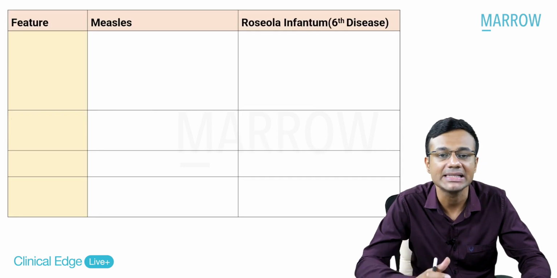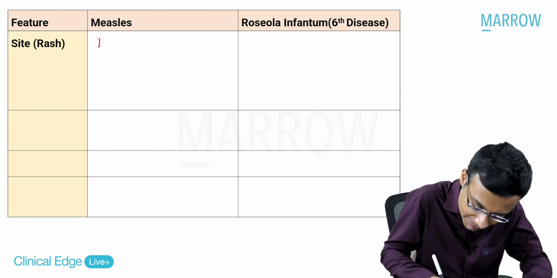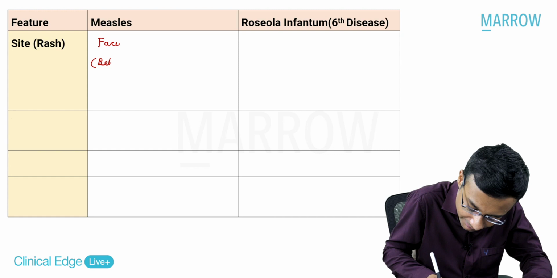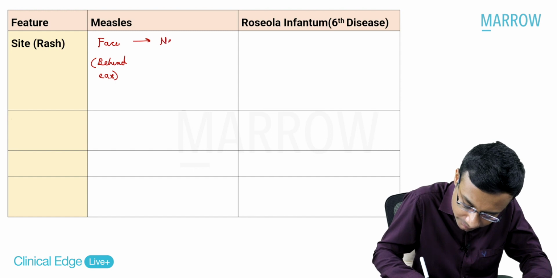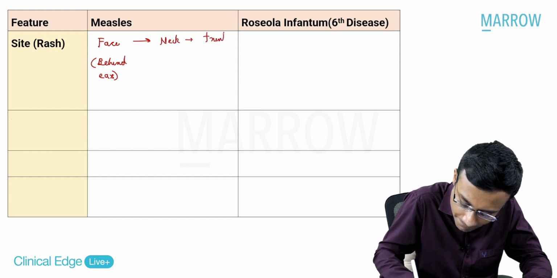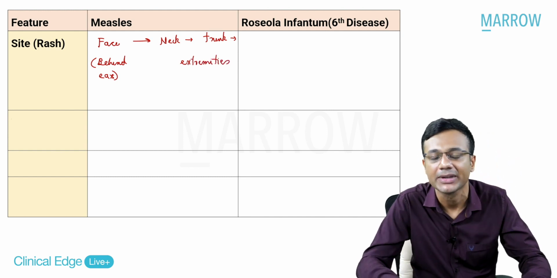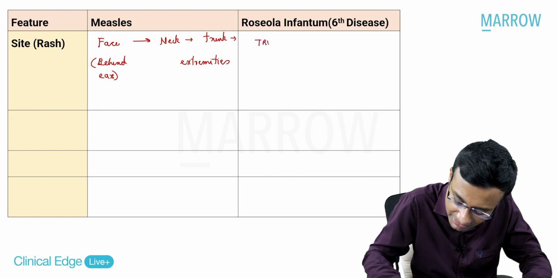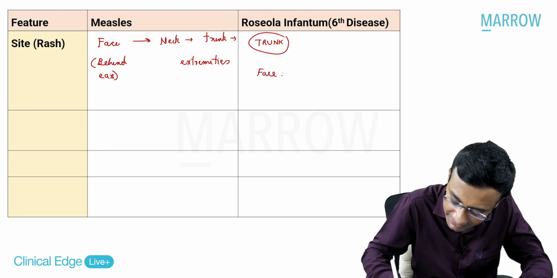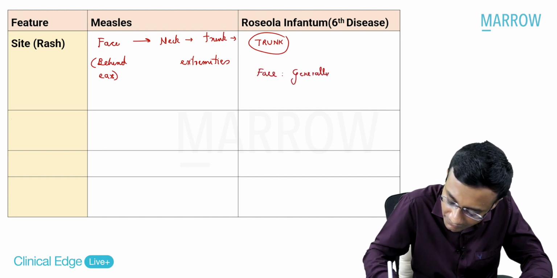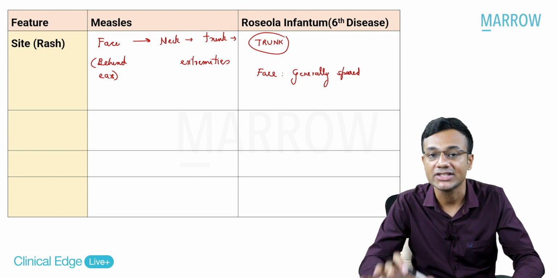How do we distinguish between measles and roseola infantum? Number 1, first is the site of the rash. Please remember, measles, the rash is going to start on the face behind the ears, and then it is going to be progressing to the neck, trunk, and extremities. Whereas roseola infantum, generally the rash starts on the trunk and moves outwards, and face is generally spared.